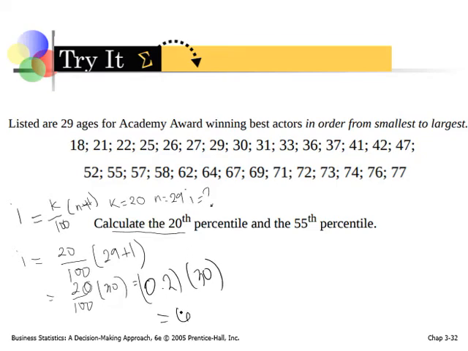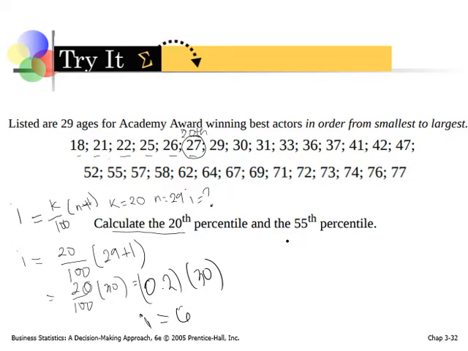So our 20th percentile is at index number 6. Let's count: 1, 2, 3, 4, 5, 6. So this is our 20th percentile. Okay? Now let's find the 50th.